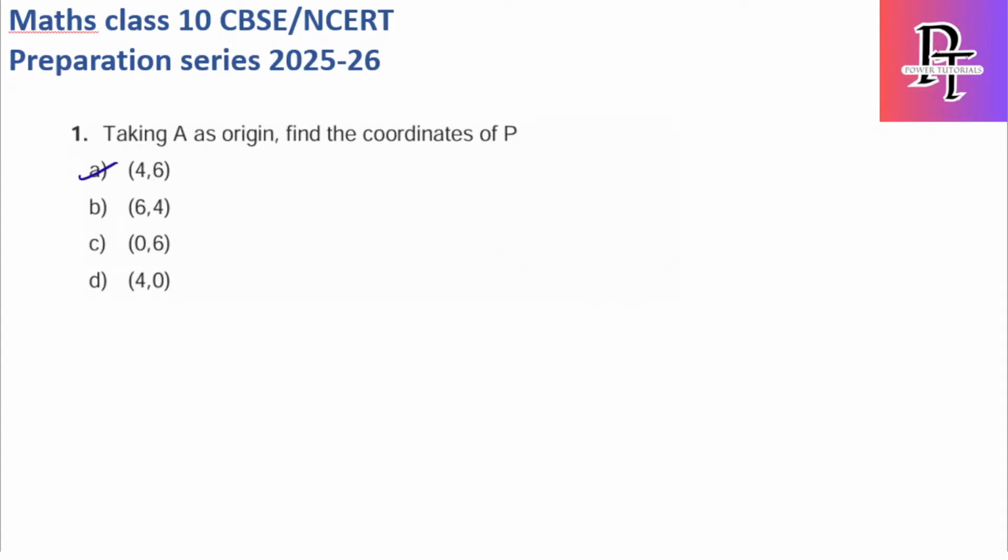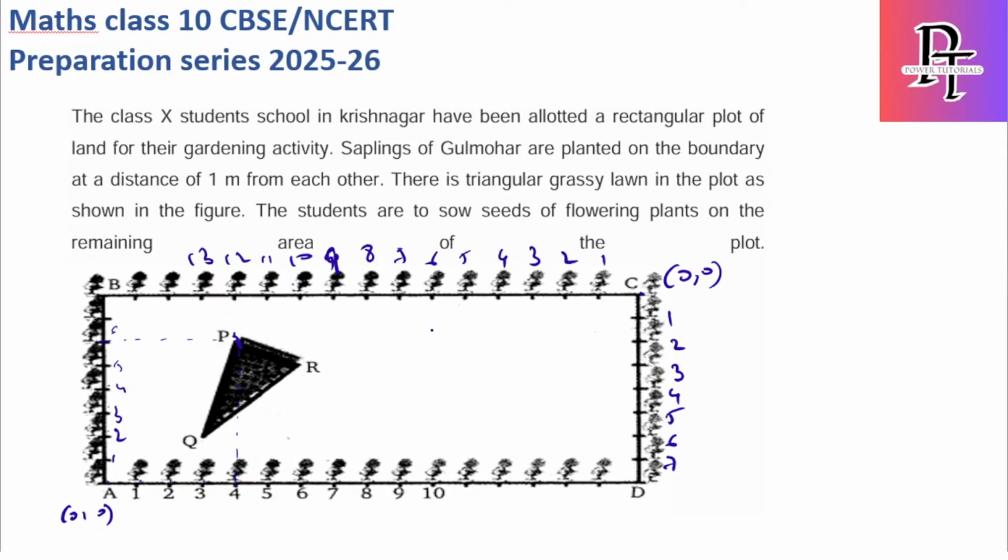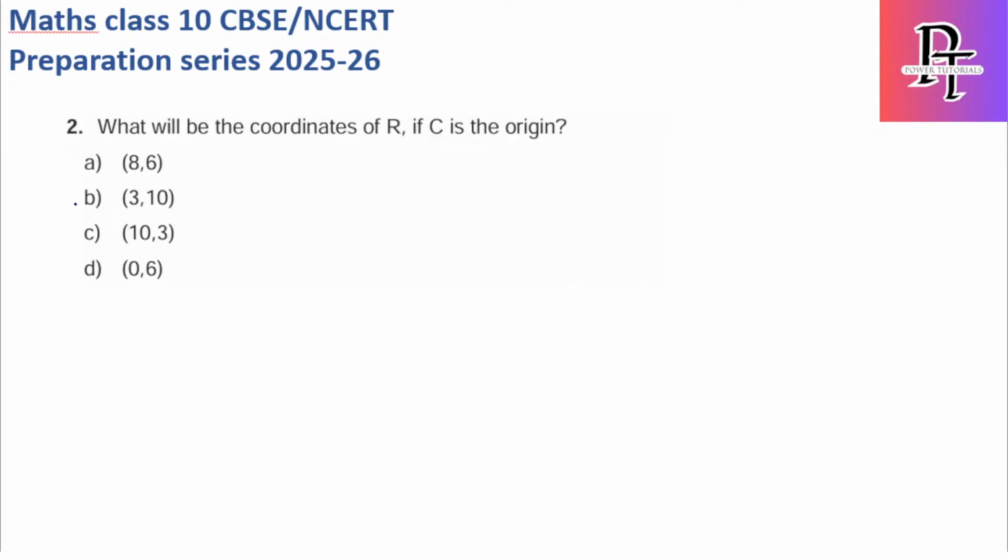Now let's see the coordinates of R. So coordinates of R means here. If I go top, it will be 10, and if I go horizontally, it will be exactly at 3. So this becomes (3, 10). B is the right answer.